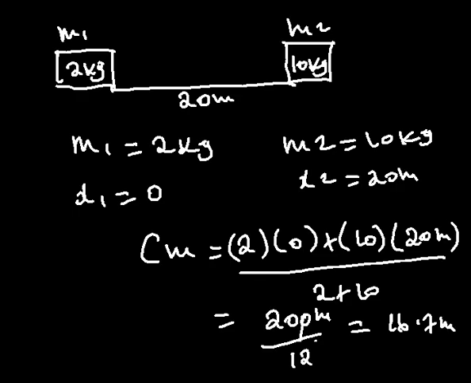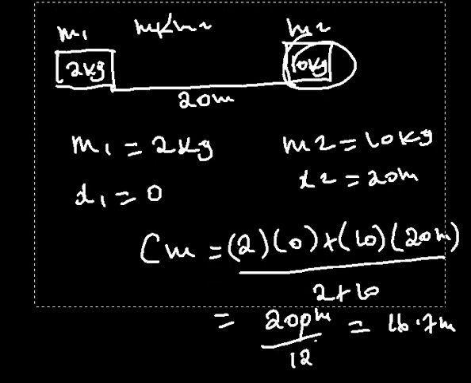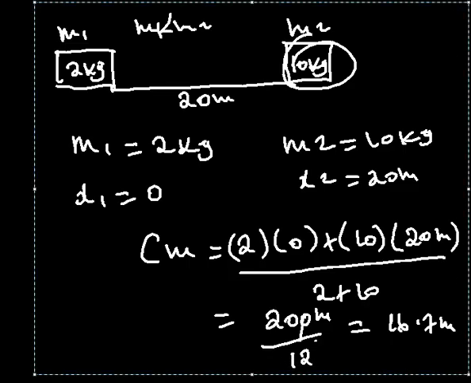So we have 16.7 meters. And as you can see, this is really true because, looking at the system, mass 1 is less than mass 2. If that is the case, for the system to be balanced, the center of mass has to be closer to the object of the greater mass. So that's how you start to understand that.